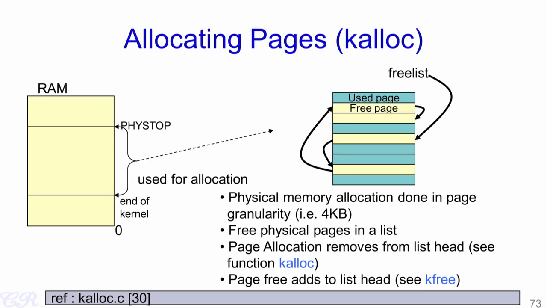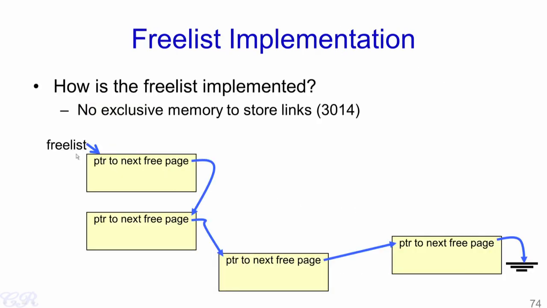In order to allocate a page, the kalloc function is utilized. The kalloc function essentially removes a free page from the list and assigns that page to be used. In order to free a page, the kfree function is used. Essentially, the kfree function adds the free page back into the list. So, the linked list is as shown here, where you have the free list pointer which points to the head of the list, and then there are pointers to the consecutive free pages.